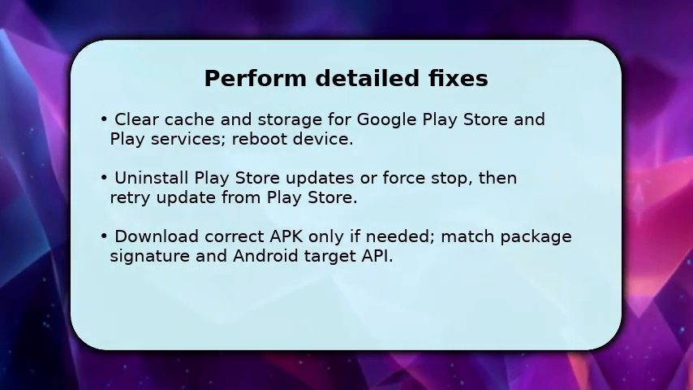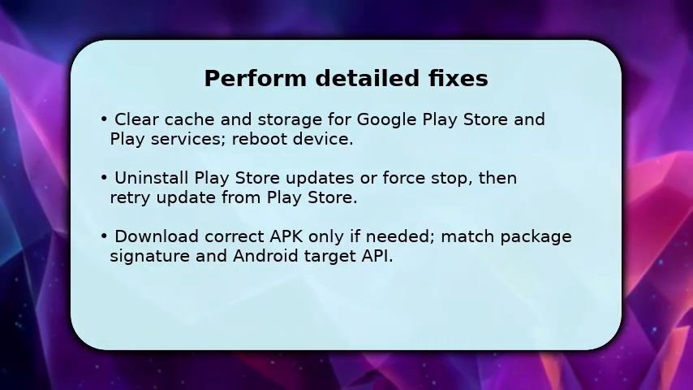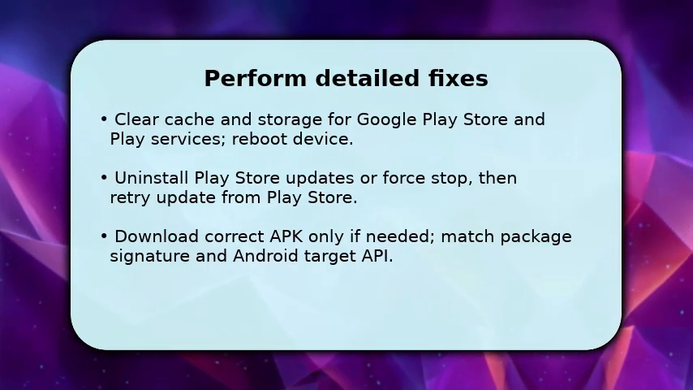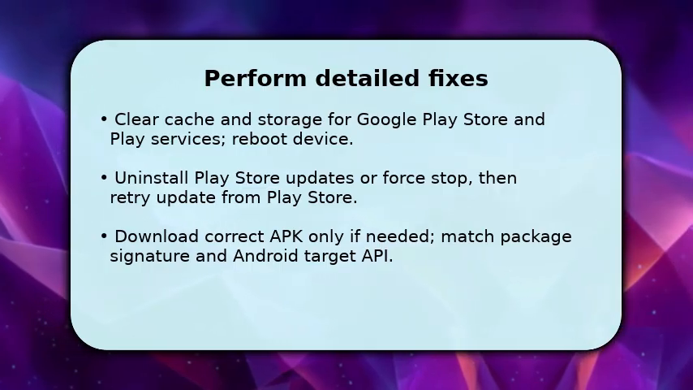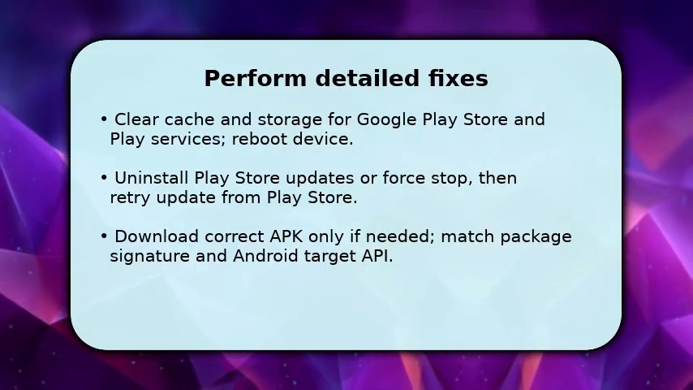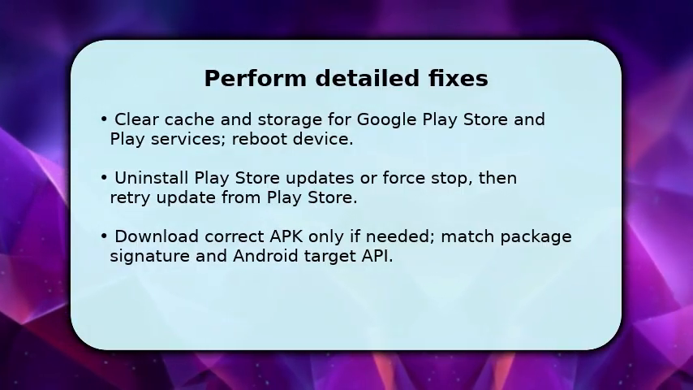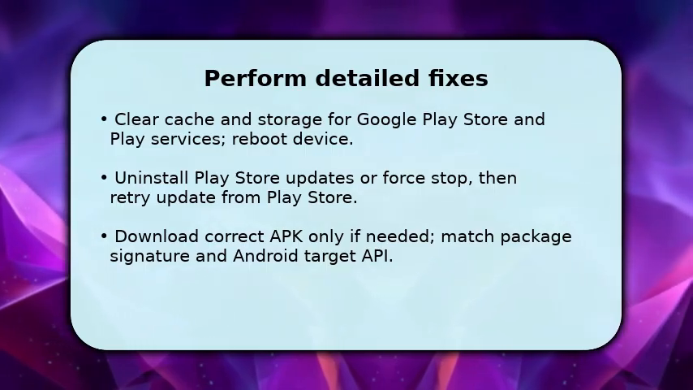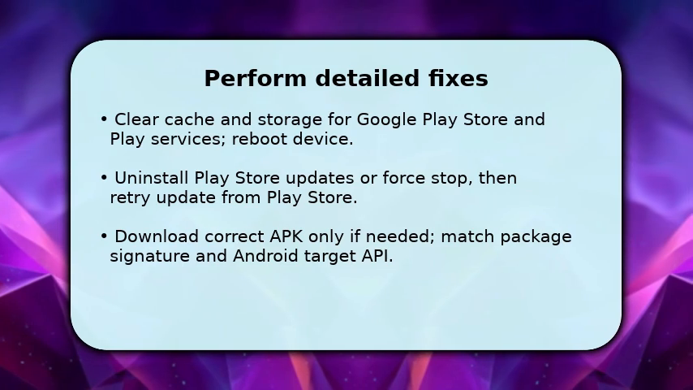If that fails, uninstall Play Store updates or force stop it, then open Play Store and try updating services again. As a last resort, install the matching APK manually. Make sure you choose the correct architecture and signature, because mismatched packages cause more problems. After installation, reboot and check the version to confirm the update applied properly.